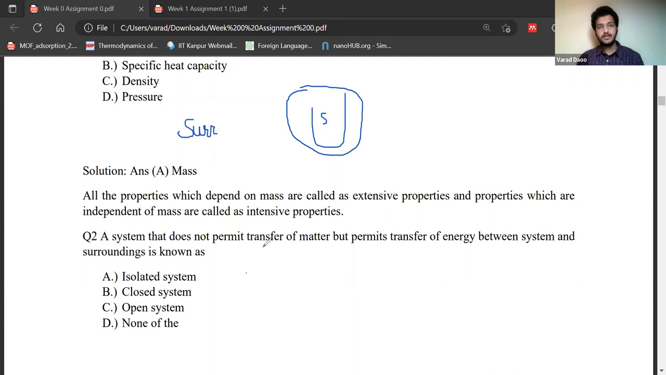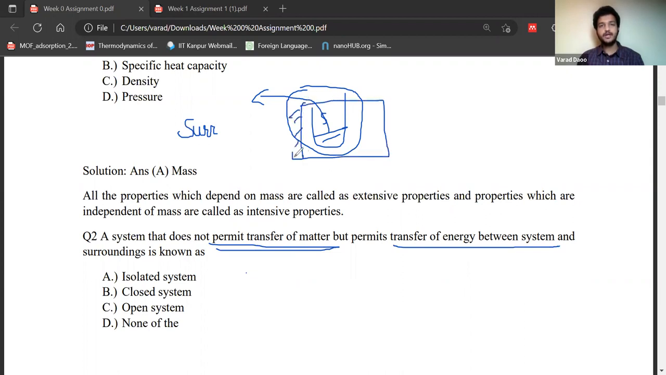Now what he is saying is, it permits transfer of matter. That means, let's say there is water, so this water can go from system to surrounding, right? But energy it cannot permit. That means this is an insulated system, where heat or work cannot cross the boundary, right? And then what he's asking is isolated system.